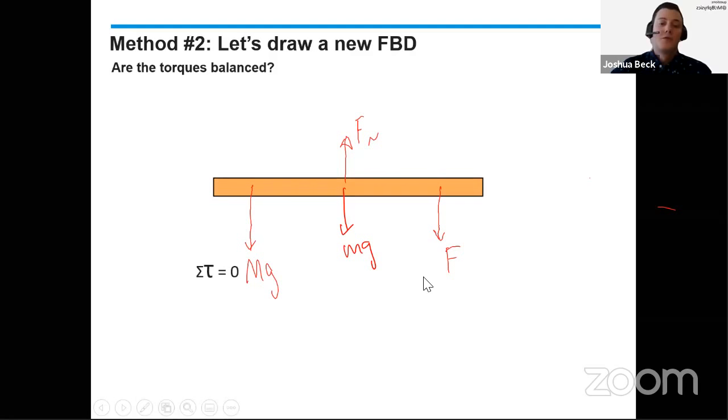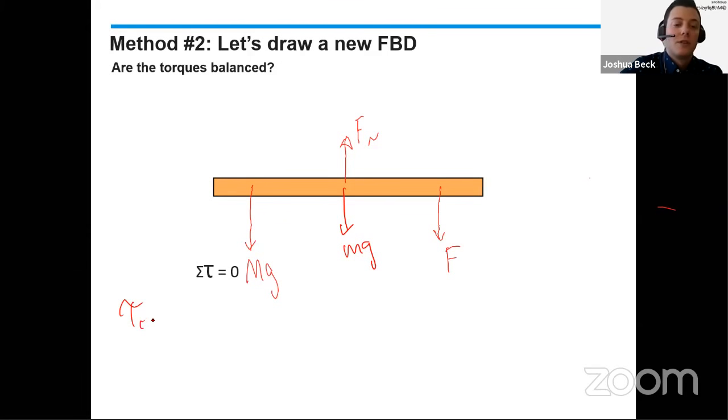So are the torques balanced in this case? Well, yes. How do I know they're balanced? Well, because it's in equilibrium. How do I know it's in equilibrium? Well, because it's not accelerating. So let's check the math. We know that there was a counterclockwise torque from big mg. That was 0.6 Newton meters. Well, in order to be balanced, I need to have a clockwise torque that's also equal to 0.6 Newton meters.